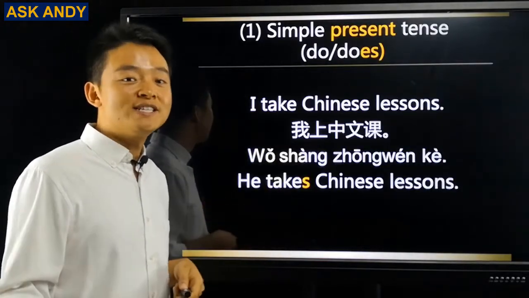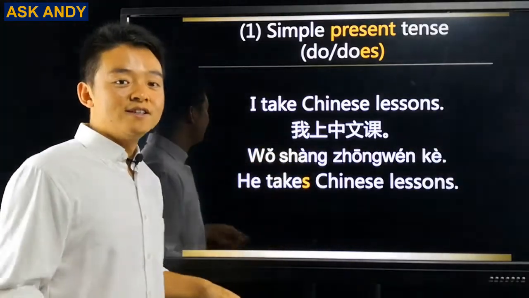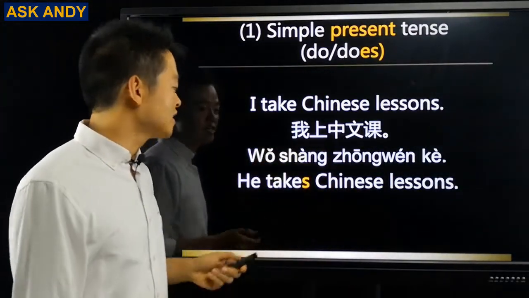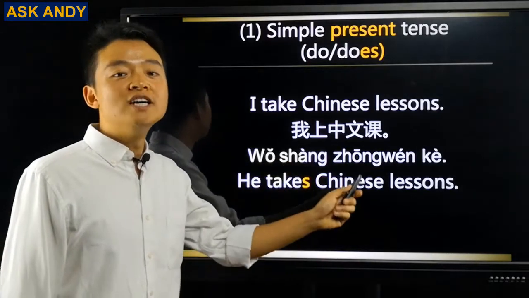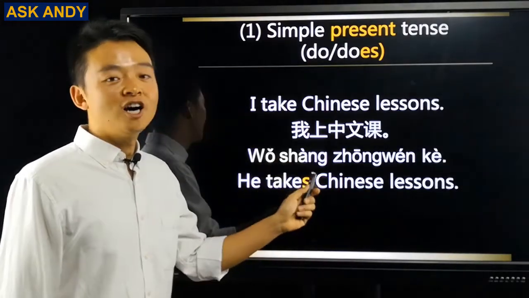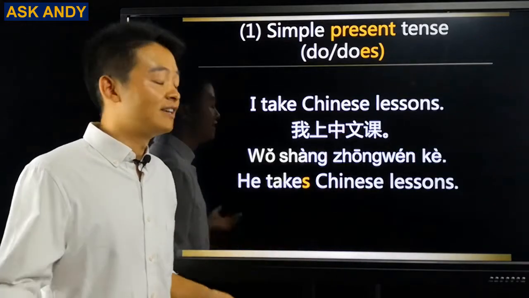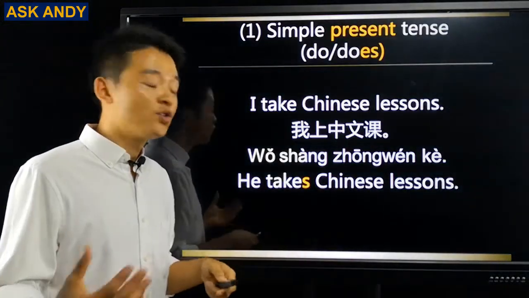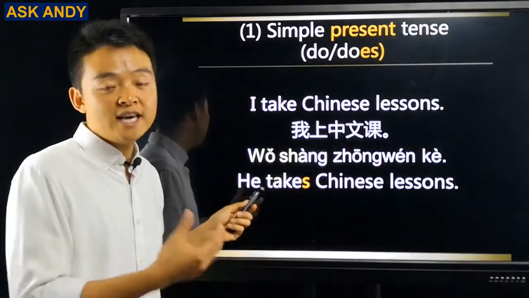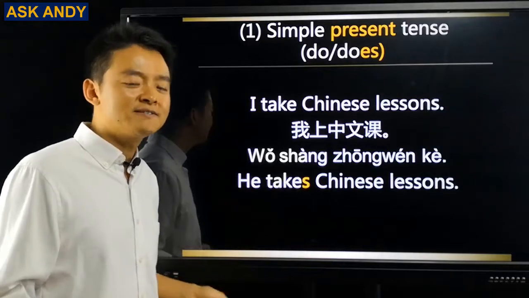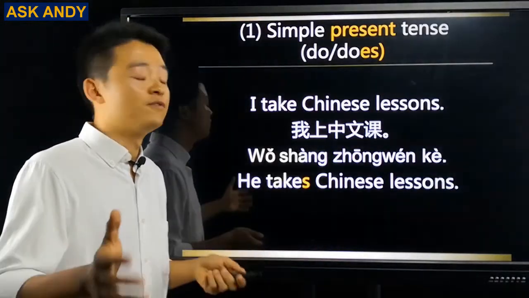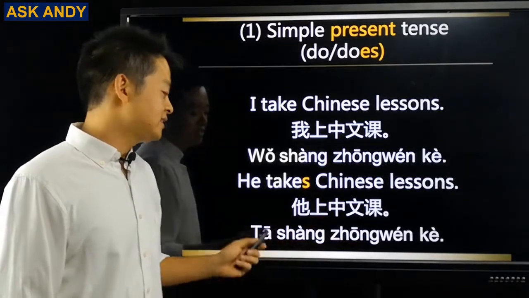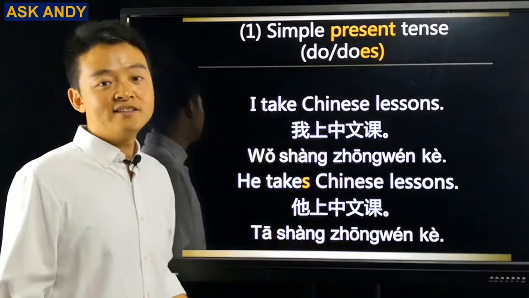Let's start with present tenses. Number 1, simple present tense, do or does. The first example, I take Chinese lessons. In Chinese, it is 我上中文课. It's easy, right? What about this one? He takes Chinese lessons. In English, we have s. We conjugate the take into takes. What about Chinese? The same. We don't have conjugations for verbs. It is 他上中文课. Nothing difficult, right?